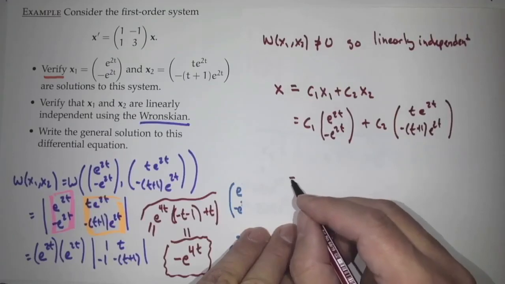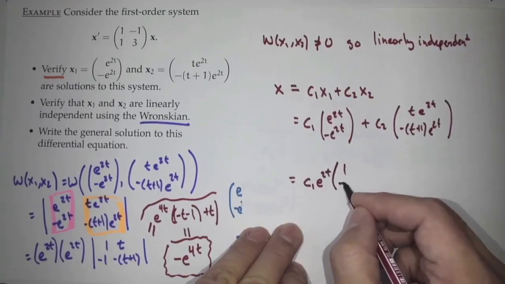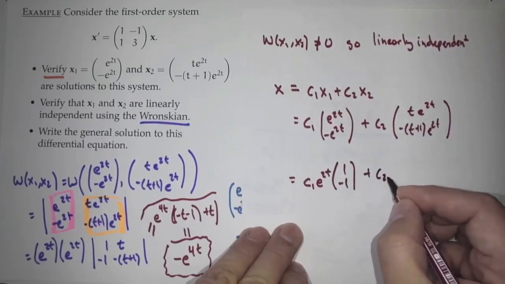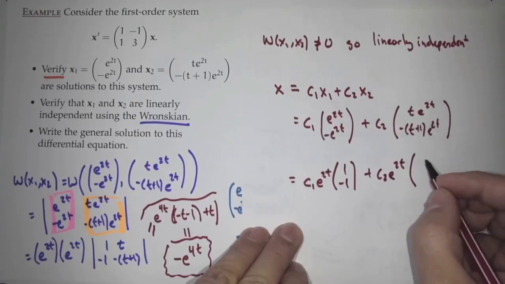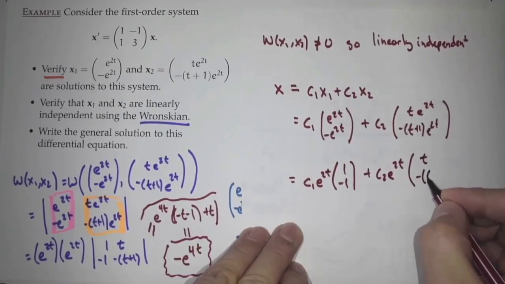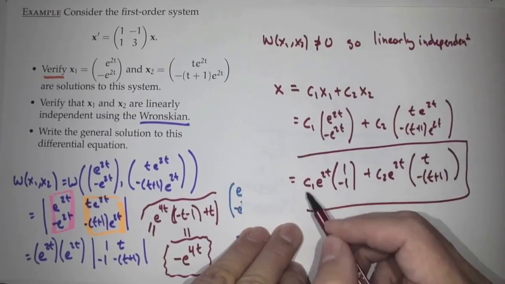You could write this, if you wanted, as some constant e to the 2t times (1, -1) plus some constant e to the 2t. I'm just factoring out common pieces from my vectors here, t minus t plus 1. And that's a nice way to write it.